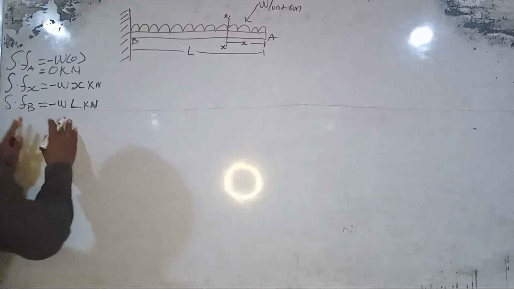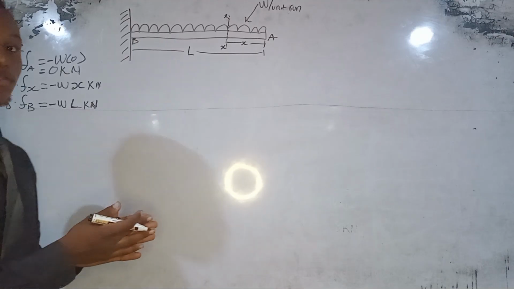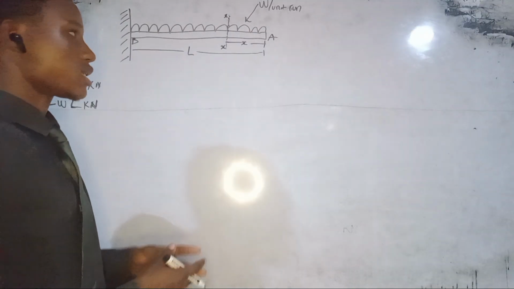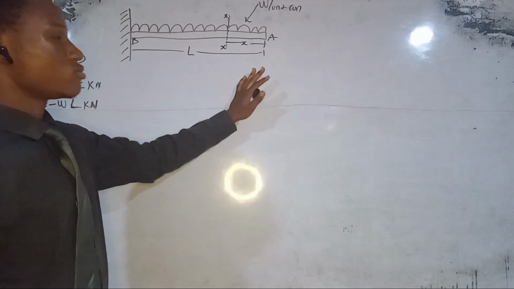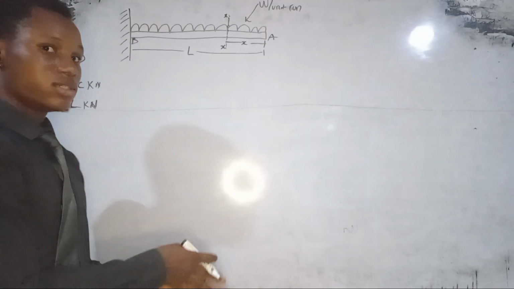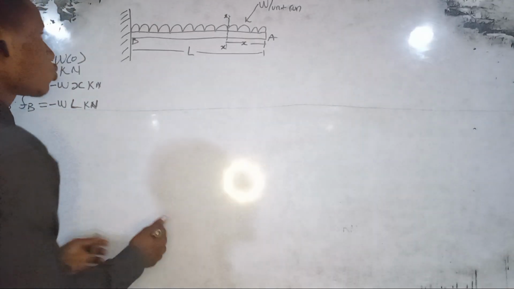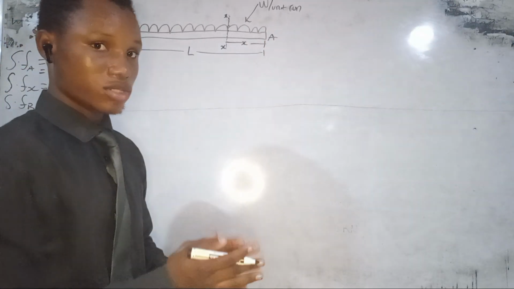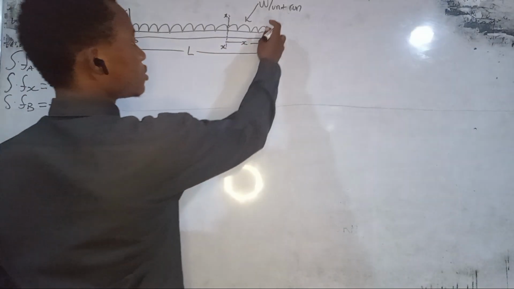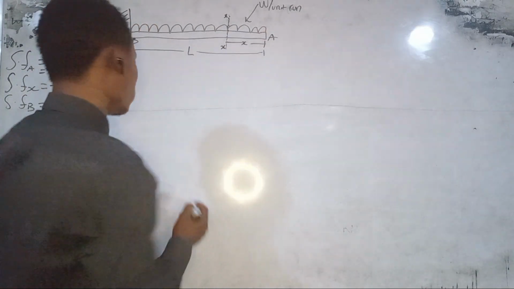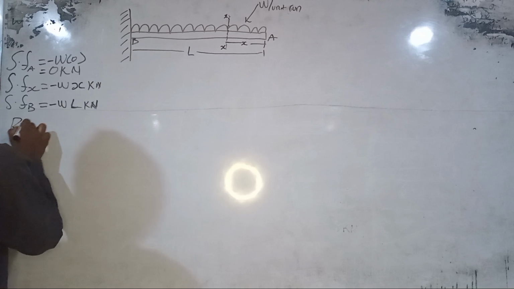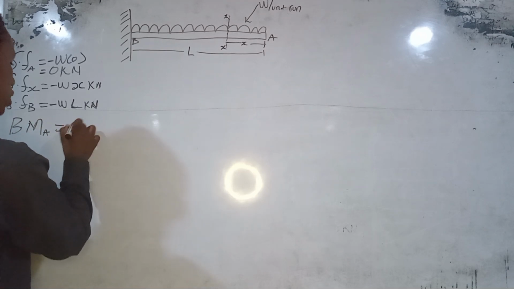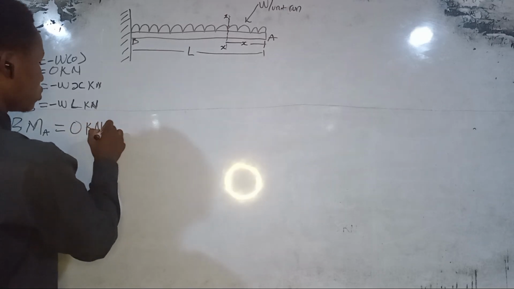So now, since we have our shearing force, how do we find our bending moment? Earlier I explained that our bending moment is the force multiplied by the distance from the centroid. So the bending moment at A is going to be 0, because the shearing force times the distance here is going to be 0. So let's say that the bending moment at A equals 0 kilonewton meter.